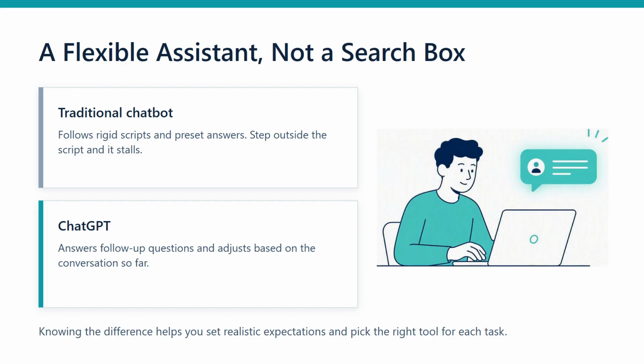Remember this simple structure. AI is the broad field. Generative AI is one section of it, and ChatGPT is a specific conversational product. Treat ChatGPT like a flexible assistant rather than a search box or a traditional scripted chatbot. Once this foundation is clear, the next step is understanding what ChatGPT handles beyond basic questions.